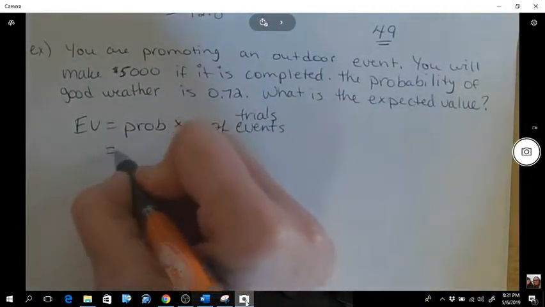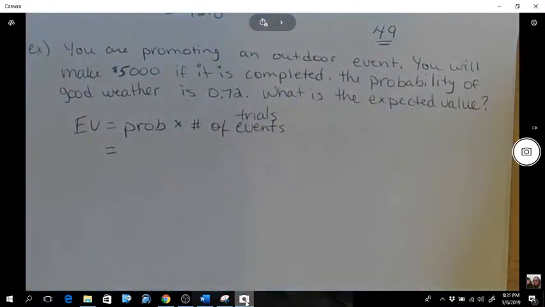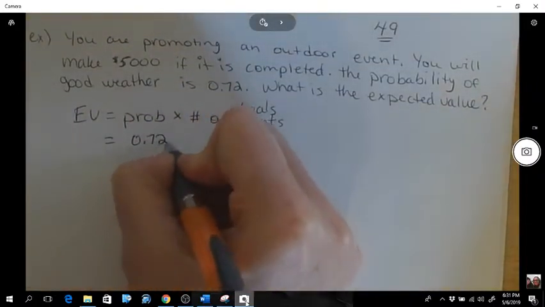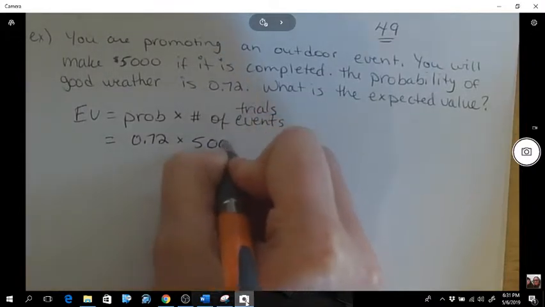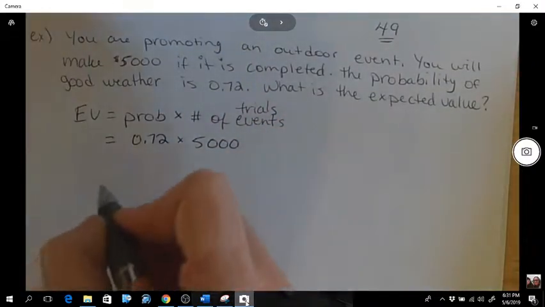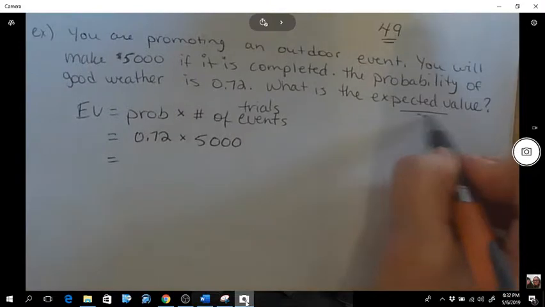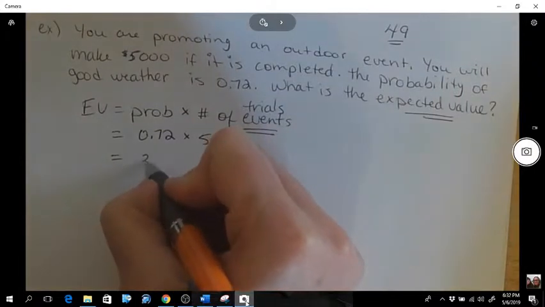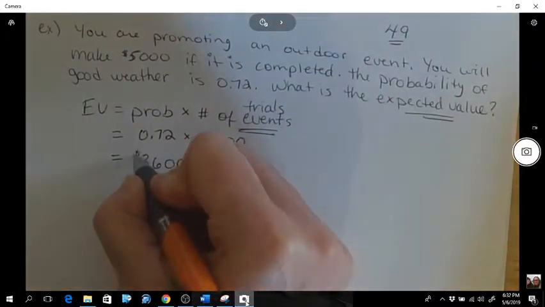In this case, it's not really the number of trials, it's the $5,000. So the probability is 0.72 times $5,000, because we're doing expected value. Now this comes to $3,600.